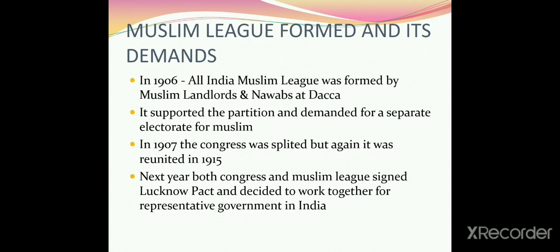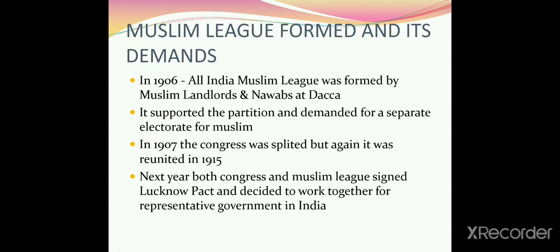The Muslim League was formed and its demand. In 1906, the All India Muslim League was formed by Muslim landlords and Nawabs at Dhaka. The League supported the partition of Bengal. It desired separate electorates for Muslims, a demand conceded by the government in 1909. Some seats in the councils were now reserved for Muslims who would be elected by Muslim voters.